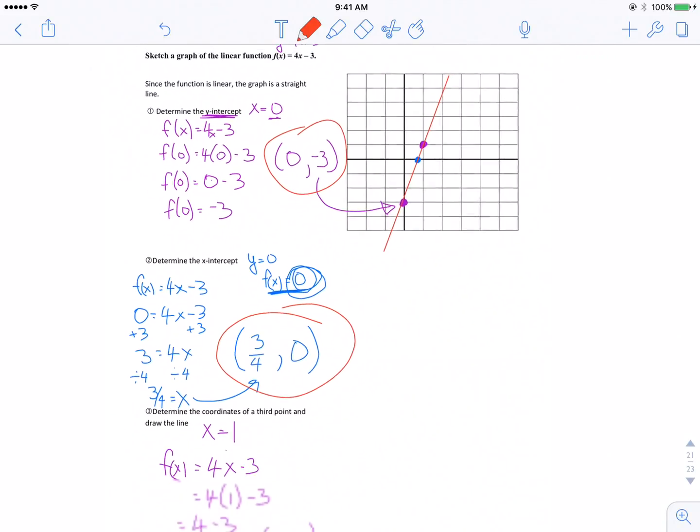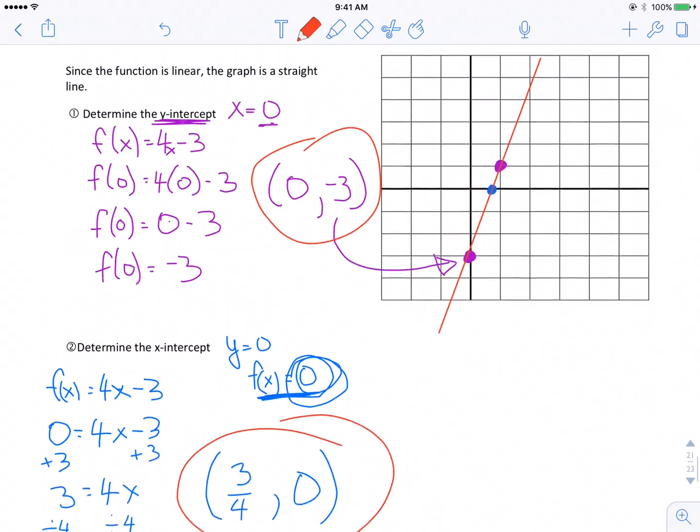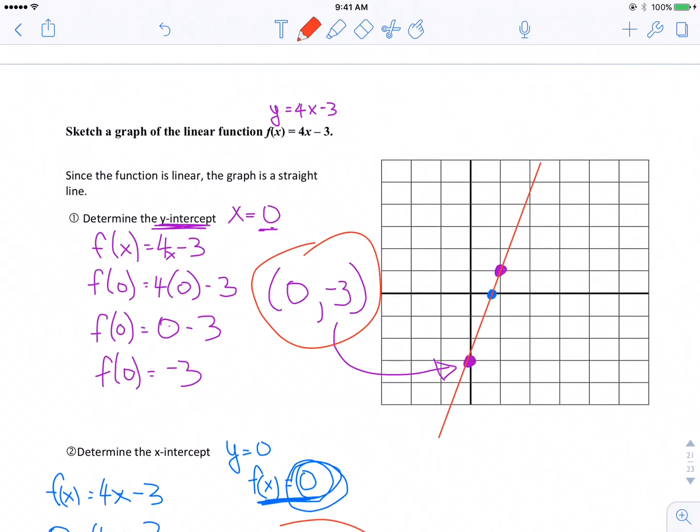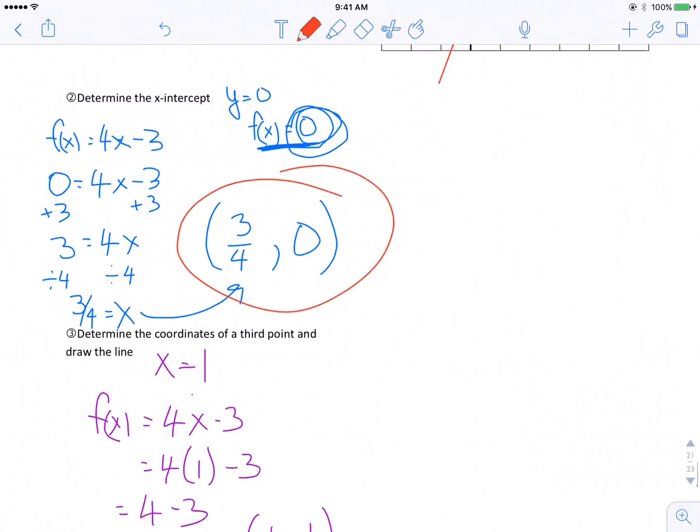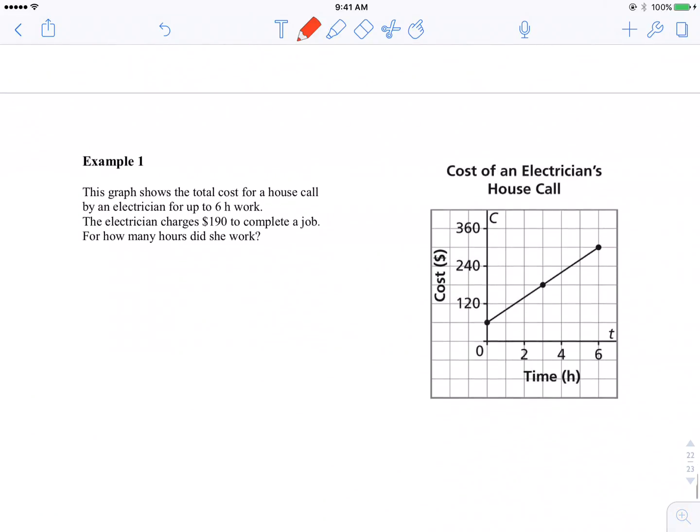Now you're going to have to eventually be able to do these calculations. With the y-intercept, you make x equal to 0 and calculate. With the x-intercept, you make y equal to 0 and calculate. Then you choose another point. It doesn't matter where. Find some other point so you have a third point to make sure that you have everything correct.